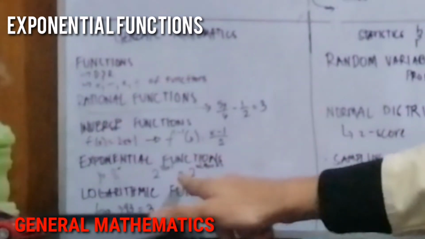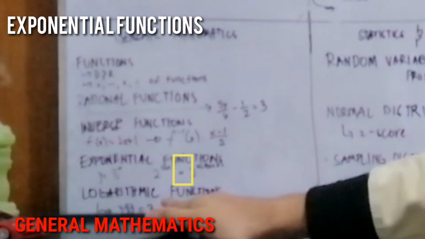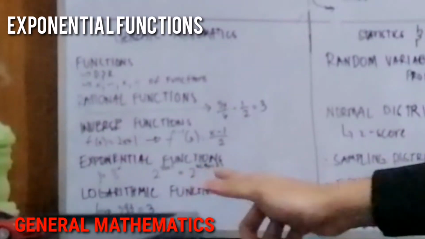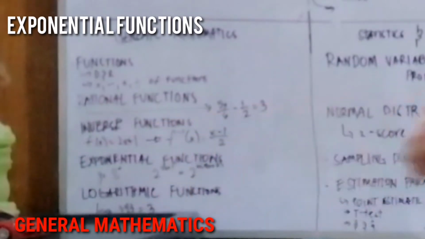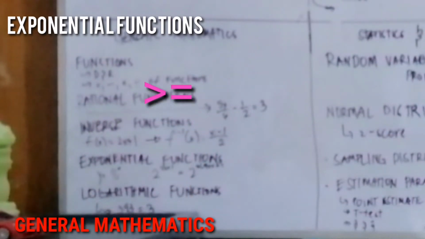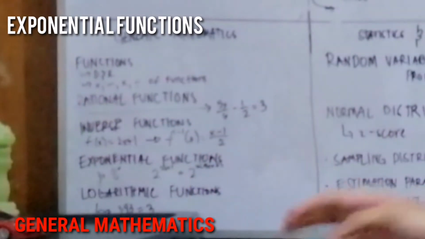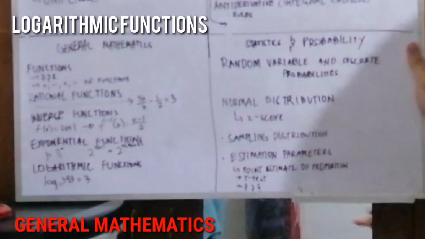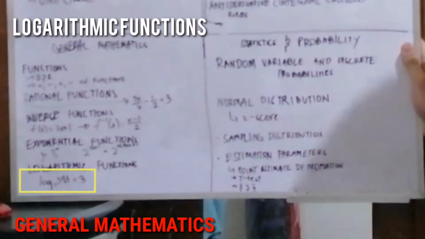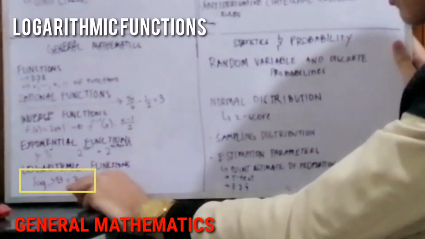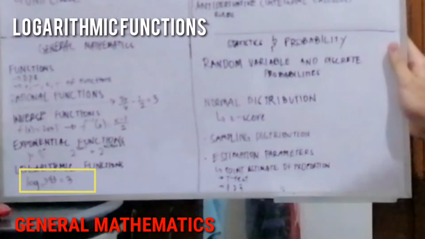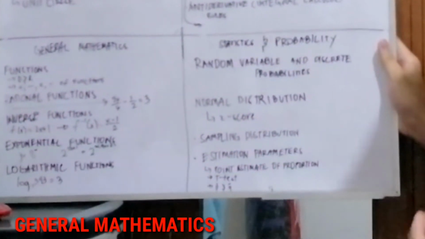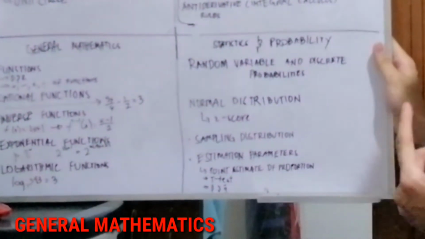Because this equal sign right here is actually a condition. It's a conditional statement. Aside from having that equal sign, we're also going to have the greater than or equal to, less than or equal to, and more. Now, in the logarithmic function, you'll see here this thing. Well, I'm going to read it. The logarithm of 343 with a base of 7 equals 3. We're going to tackle more of that in grade 11 in this subject.